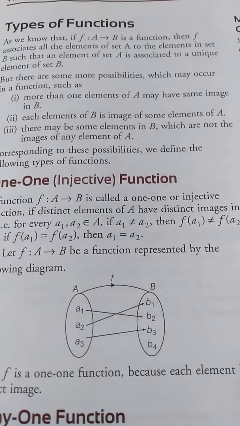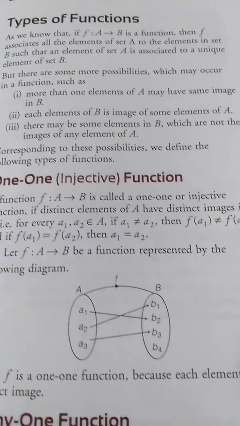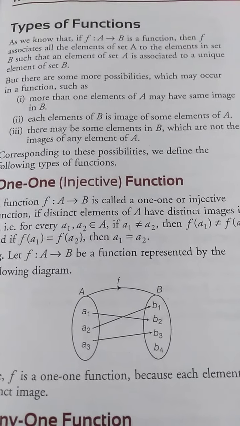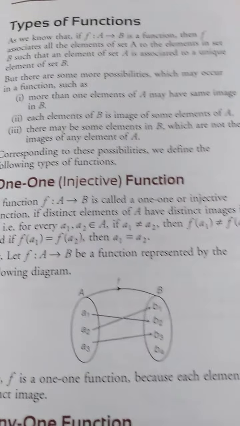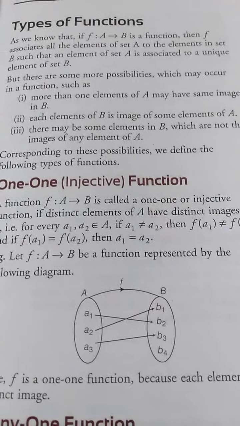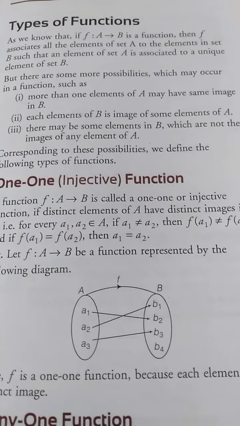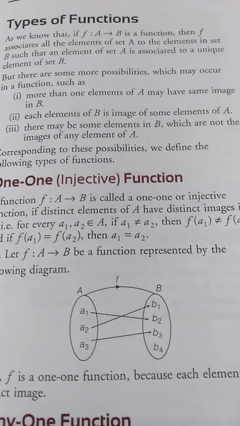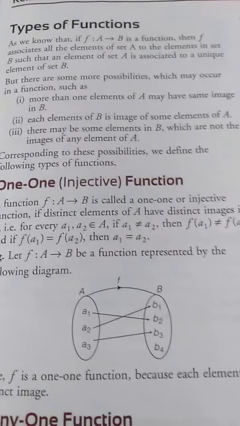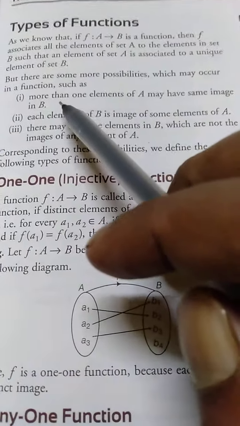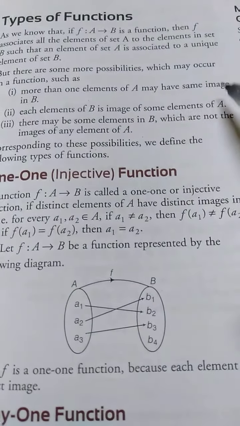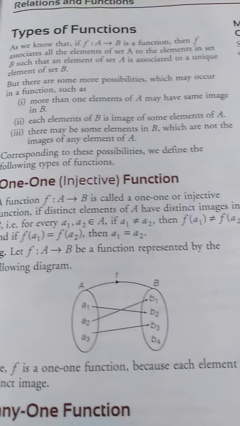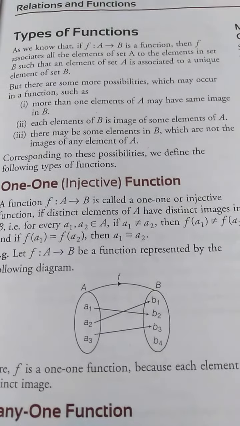Now we are going to see what are the characteristics and restrictions for a relation to be a function. Every relation cannot be a function. There are some characteristics that a relation should follow to become a function. First point is that more than one element of A may have the same image in B. That is called a many-one function.